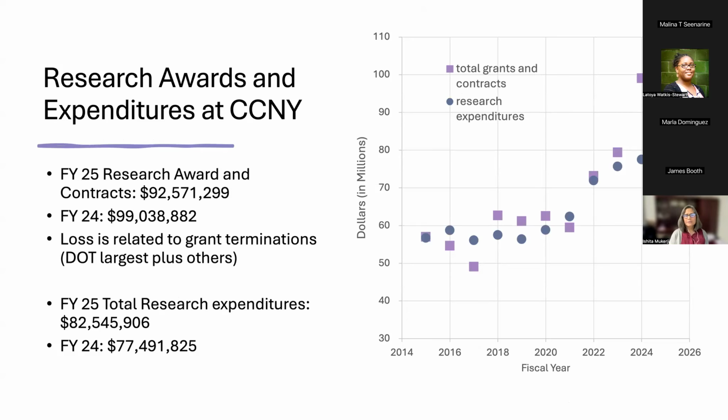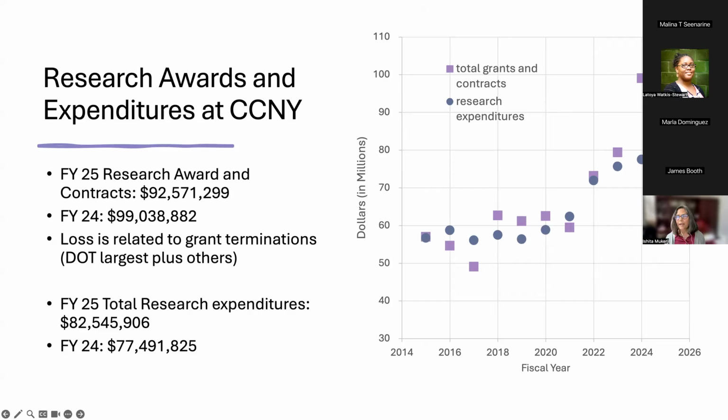Okay, so now this is maybe the information that all of you wanted, but let's talk very specifically about how things are happening here at City College. This is looking at two things. This is total grants and contracts per year, the research awards that we're getting every year, and also research expenditures, which is how much we're spending out. So in FY25, which ended on June 30th, 2025, our total research awards and contracts were on the order of $93 million.